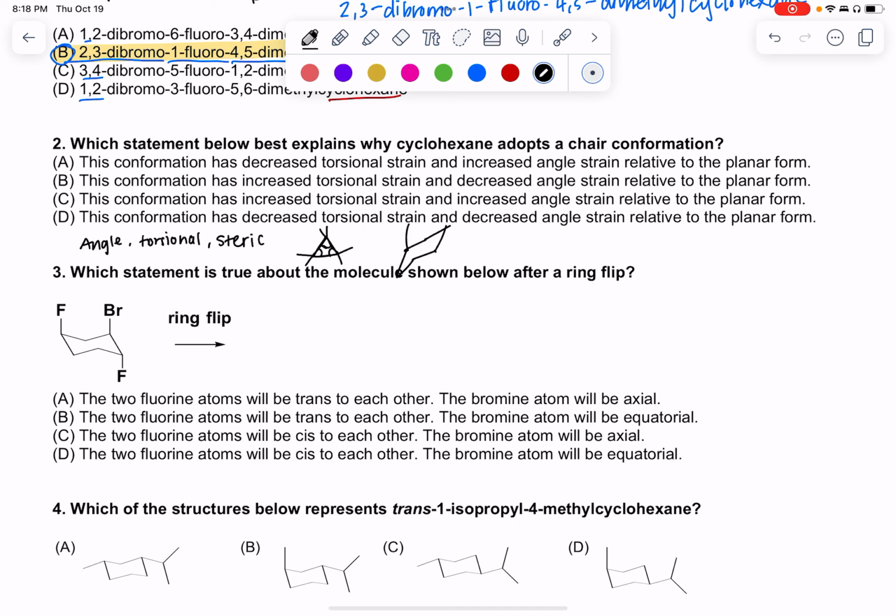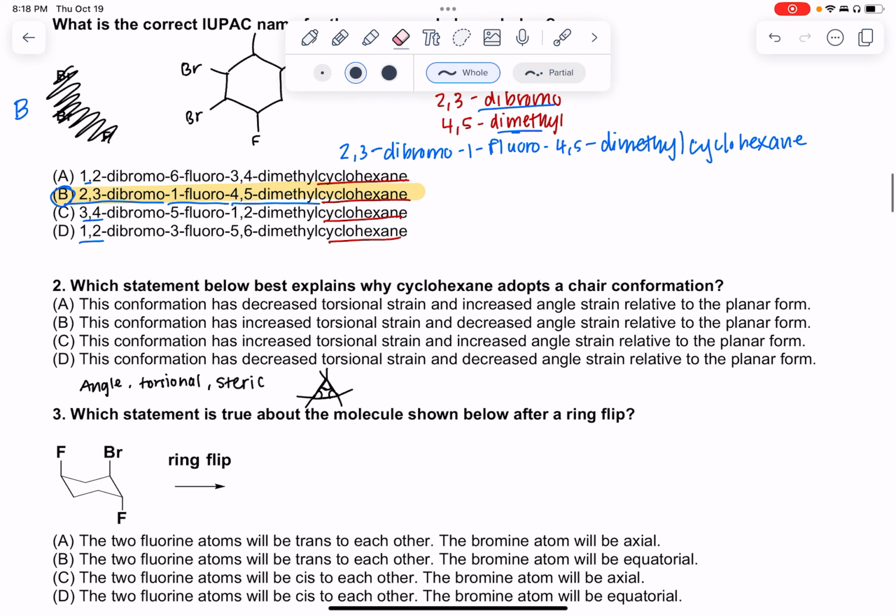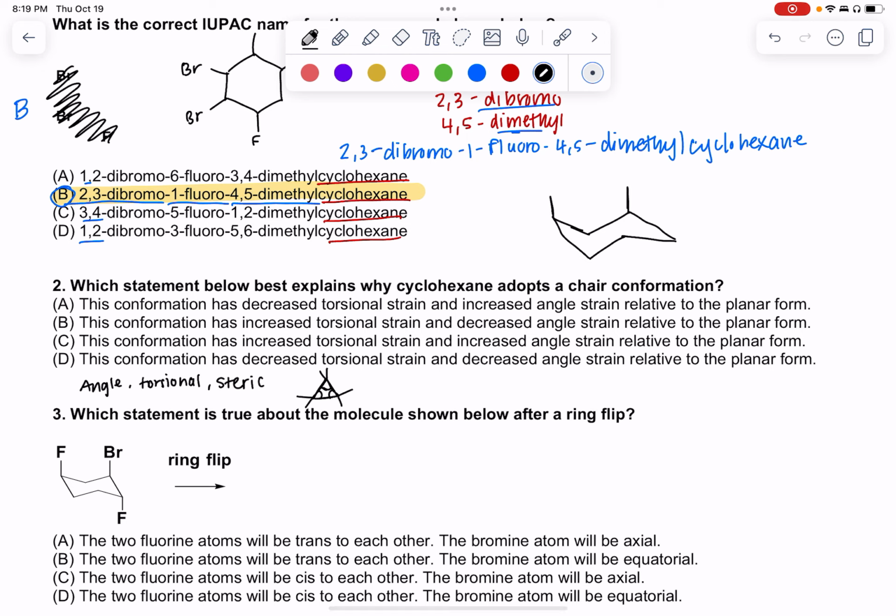It's the interactions between the axial atoms. This was a bad place to draw it. Maybe up here would be better. So if we're looking at a chair conformation, my chair is really bad, but that's okay. We've got an axial position here, here, and here, and they're going to have interactions between them.